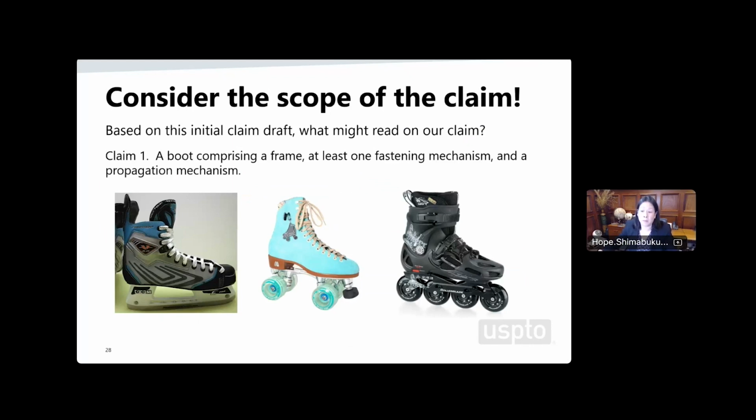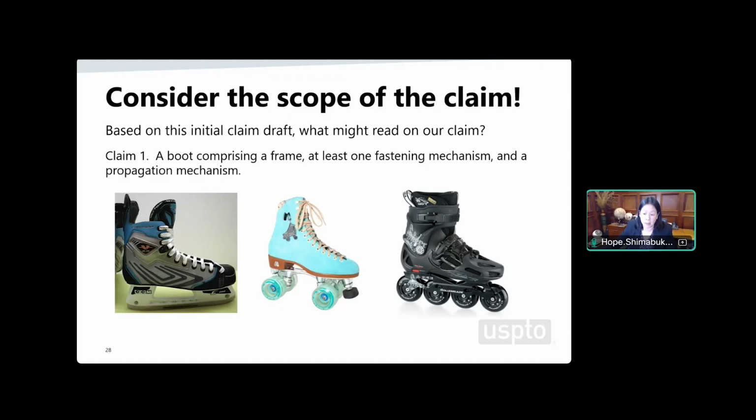So based on the independent claim, we can see that it is broadly written. Why would we consider this a broad claim? Remember, the USPTO assigns the broadest reasonable interpretation to all of the phrases in the claim. So a fastening mechanism could be any fastening mechanism like laces or ratchet straps or maybe hooks or a loop cloth like Velcro. So same with propagation mechanism. It helps to refer to anything that helps move the boot forward.